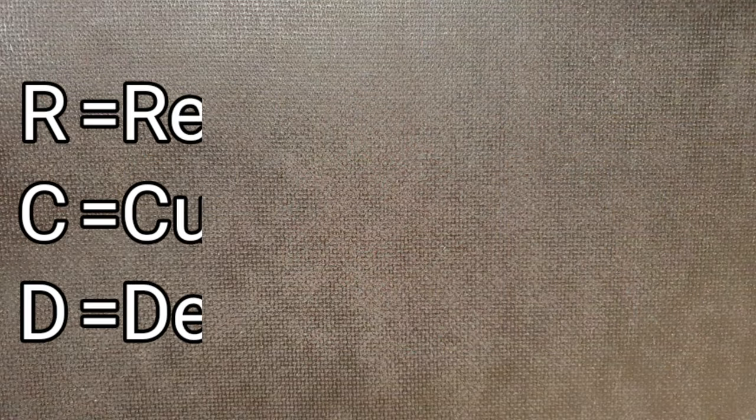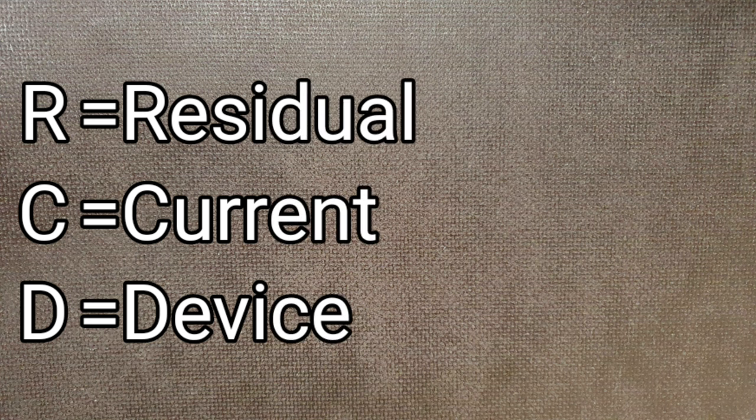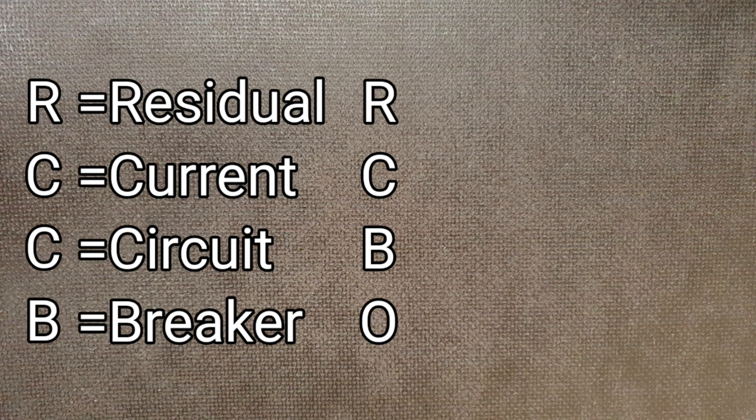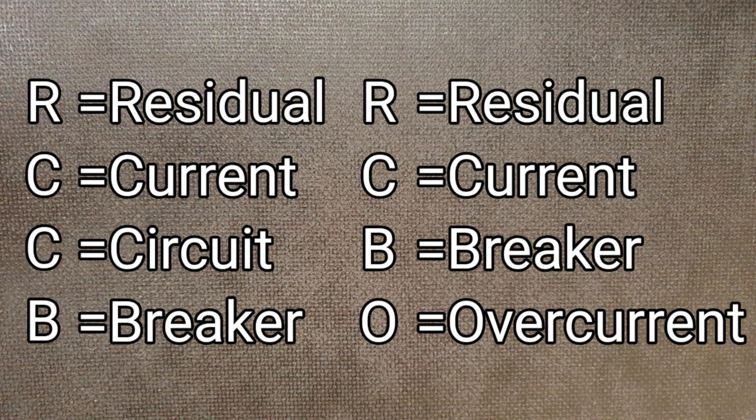RCD stands for residual current device and is not any one single device, but rather it refers to a family of devices, including the RCCB and the RCBO, as well as some others. But these are the two that we're going to focus on here. RCCB stands for residual current circuit breaker, and RCBO stands for residual current breaker with overcurrent. So a better question would probably be, what's the difference between an RCCB and an RCBO?